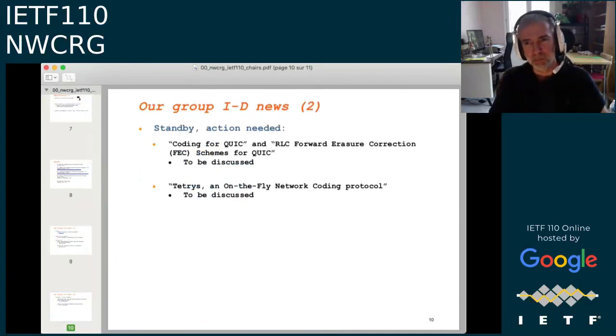So the action needed is the coding for Quick. We have decided to put it on hold a little bit while Quick was deciding what they were going to do. And we have to decide if we want to push that to be a quick draft or what we want to do with it. And then there's Tetris. The group of Tetris has actually told us that they wanted to continue the document and put it to a level where it could be pushed forward also to the IESG.